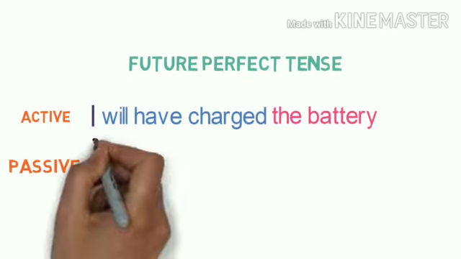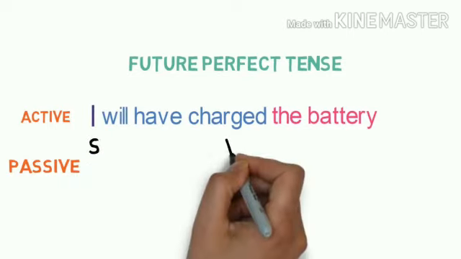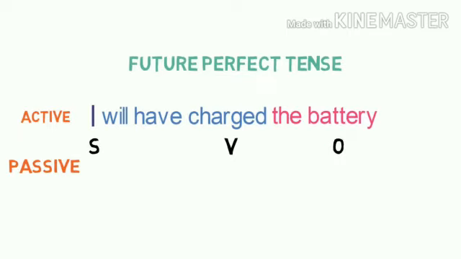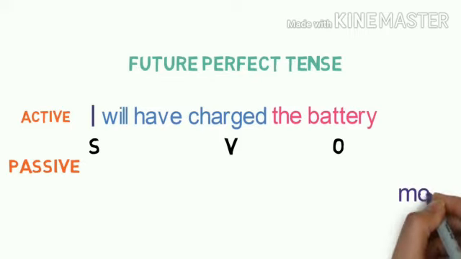Firstly, the subject here is I. We have to change it into passive. So first we have to identify the subject, verb, and object. Subject is I, verb is will have charged, and the object is the battery. Let's swap the position of subject and object. Object here will be the battery, and the subject will be changed as me. At this position it will be me.